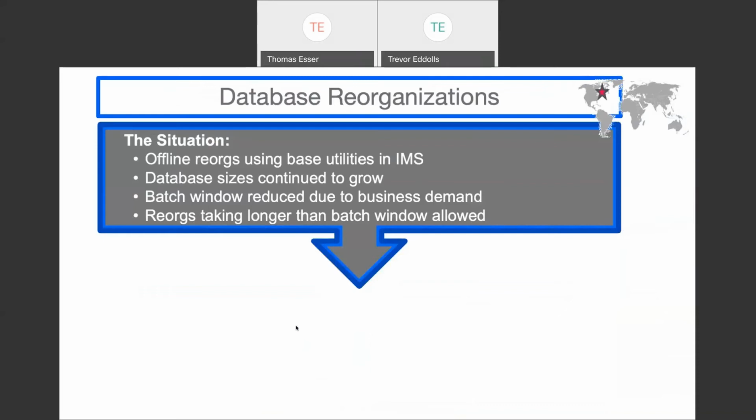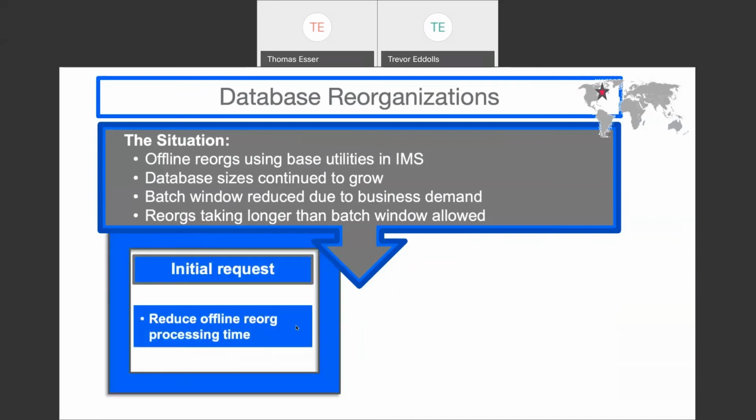One of my last examples here was an example about database reorganizations. Offline reorgs were used with base utilities coming with IMS. That was the situation, and the database sizes continue to grow. Again, that is not a bad thing. That is good. If databases are growing, that means business is growing. But in this example, the batch window was reduced due to business demand, and the reorgs were taking longer than the batch window allowed. So there was a mismatch: online time was increasing, the batch window was shrinking, but the jobs didn't change.